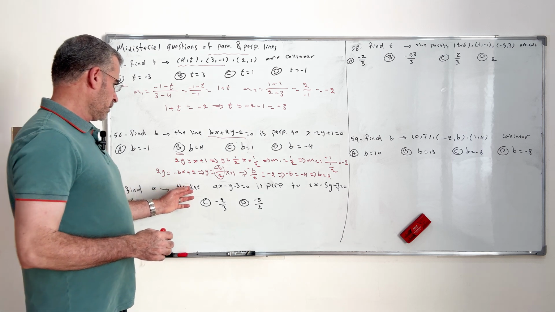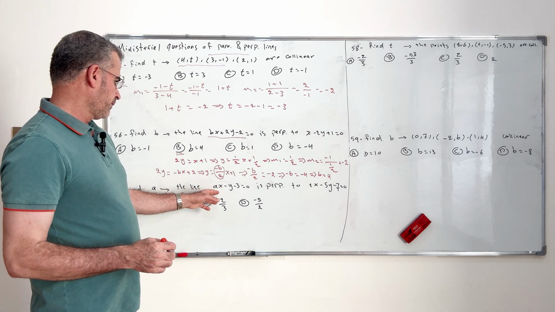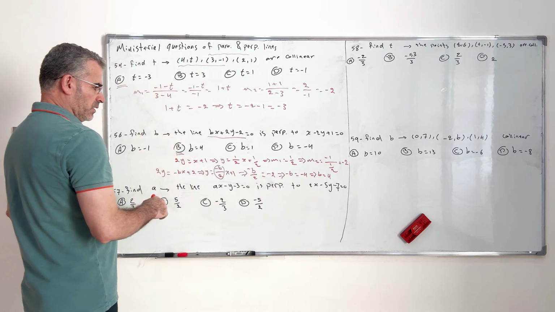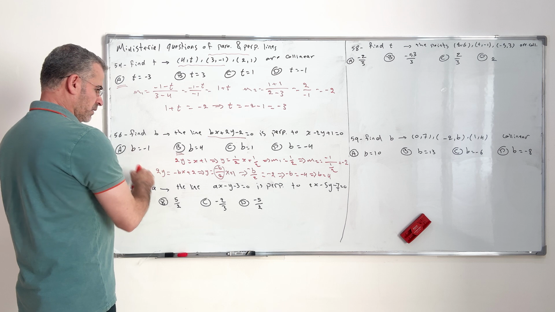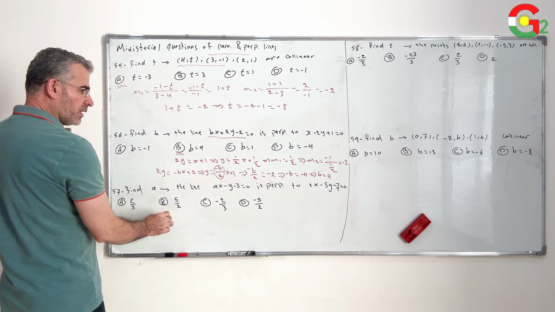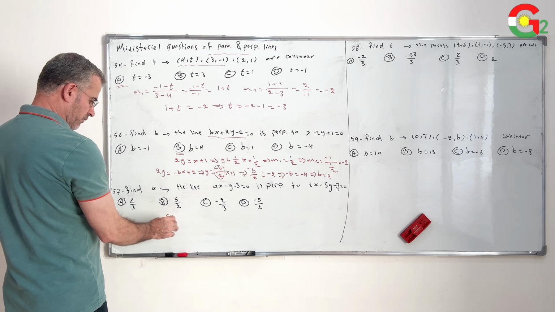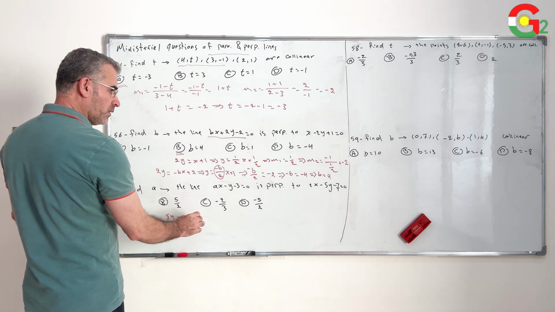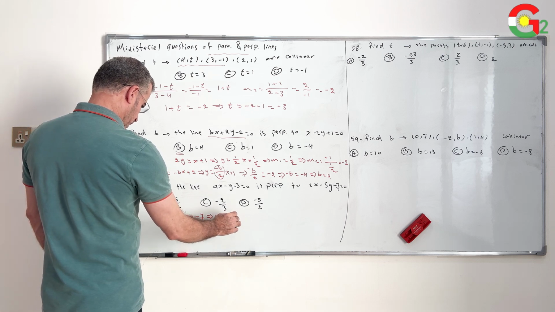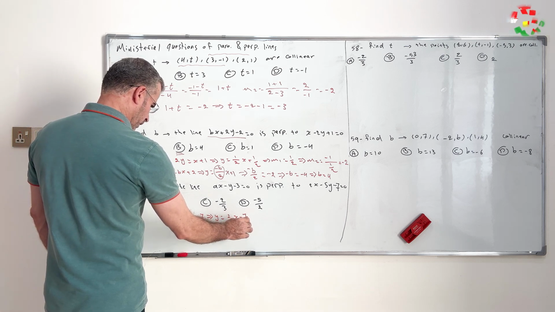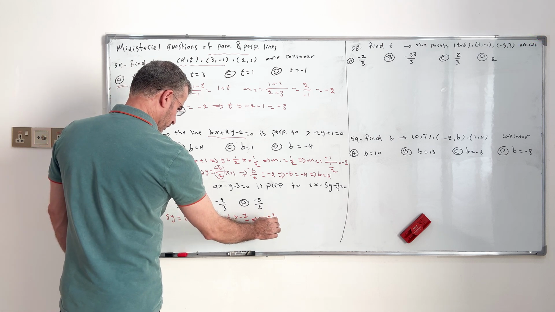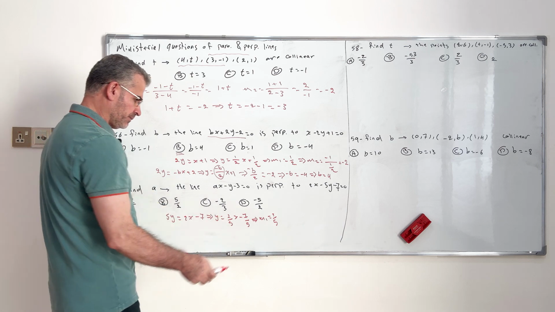Question number 57. Find a where the line is perpendicular to the line. It's the same step as the previous question. Find the slope from the second line. Rewrite this equation in slope-intercept form. 5y equal to 2x minus 7. Then y equal to 2 over 5 x minus 7 over 5. The slope is 2 over 5, the coefficient of x here.